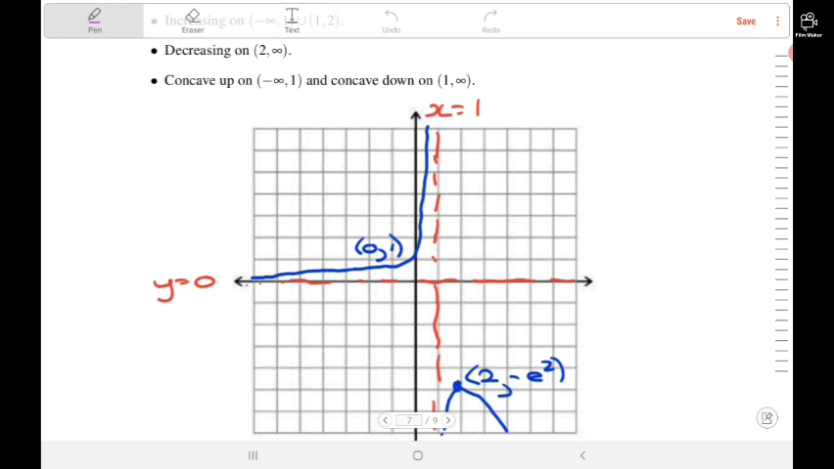And for values greater than 1, we expect a local maximum at 2, negative e squared. And we know as we approach 1 from the right, we tend towards negative infinity. And as we head to infinity, we tend towards negative infinity once again. So we've got our concave down function here drawn with the local maximum at 2, negative e squared. So that's what we were able to draw based on the information that we found in this video.